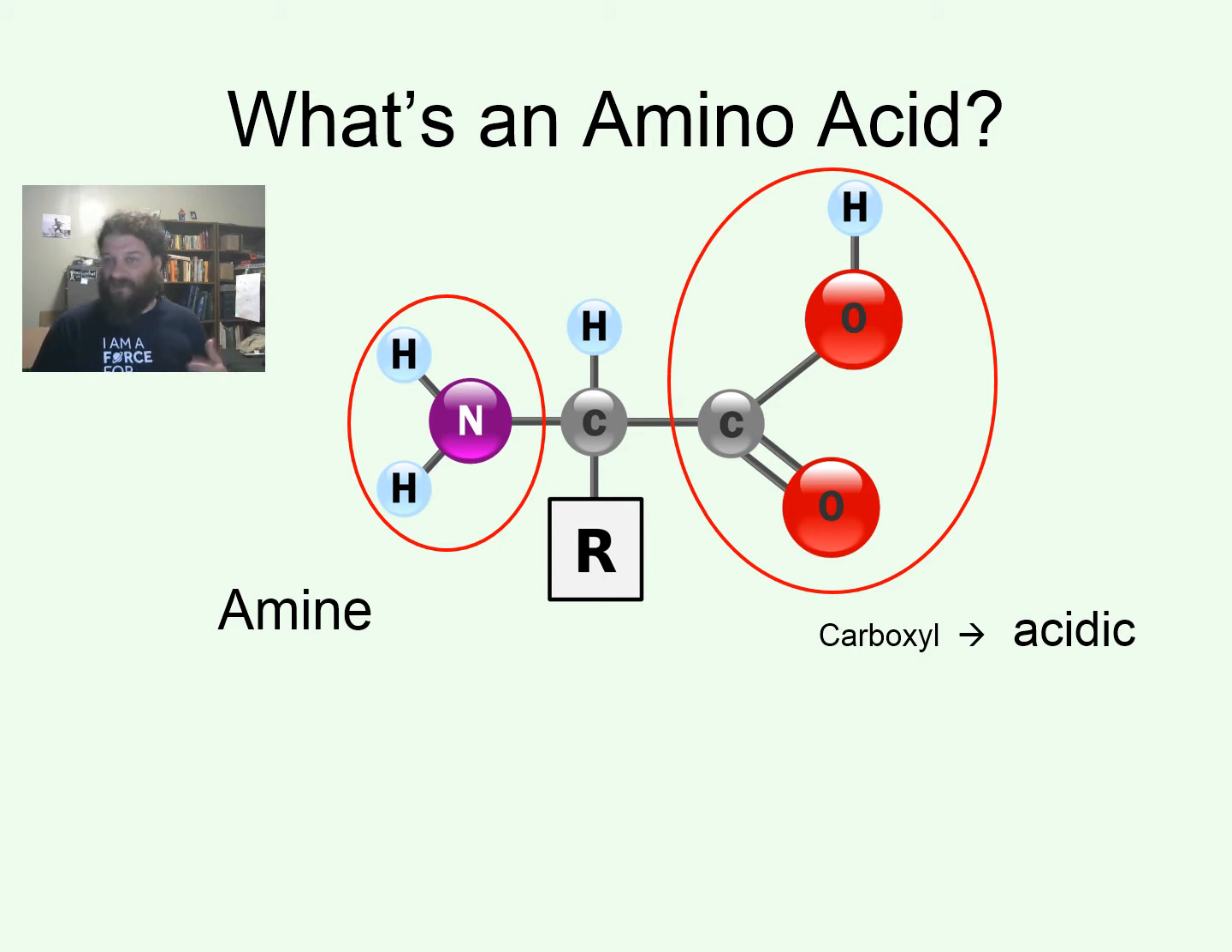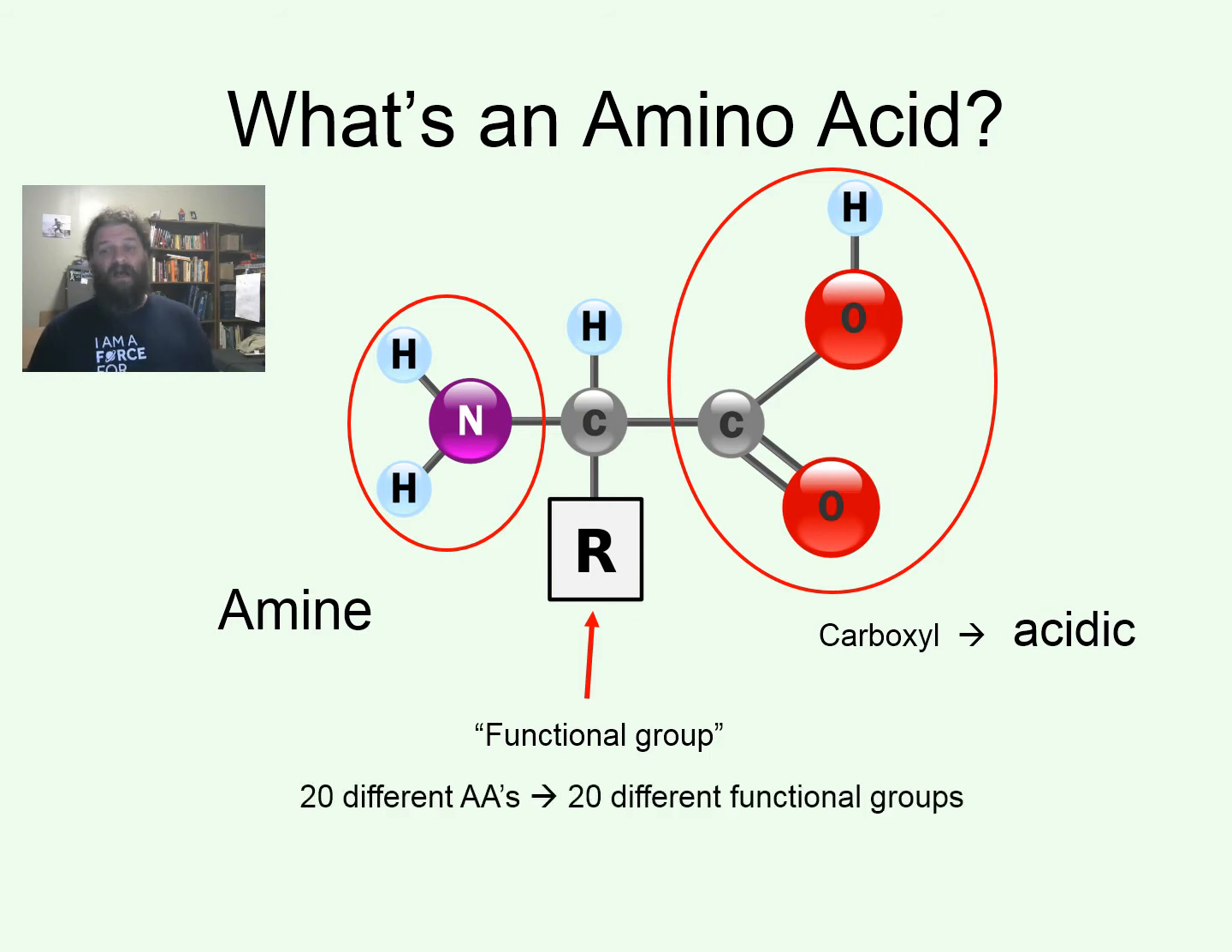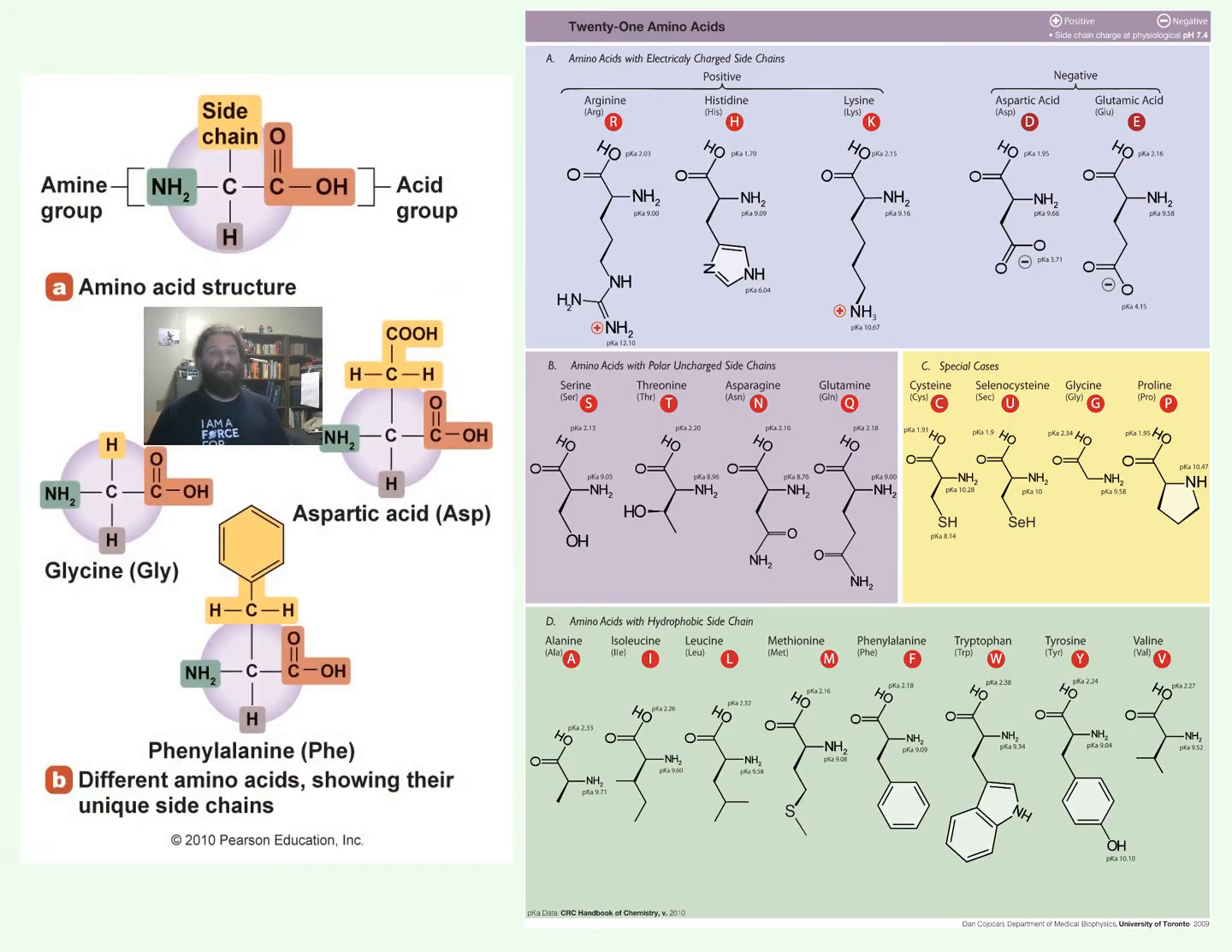What gives each amino acid its own kind of personality is this other functional group, or R group, that's attached to the central carbon. In most living things, there are about 20 different amino acids, and that means that there are 20 different functional groups. It's the side chain then that gives each particular amino acid its particular characteristics. And we can group side chains together by their similar characteristics.